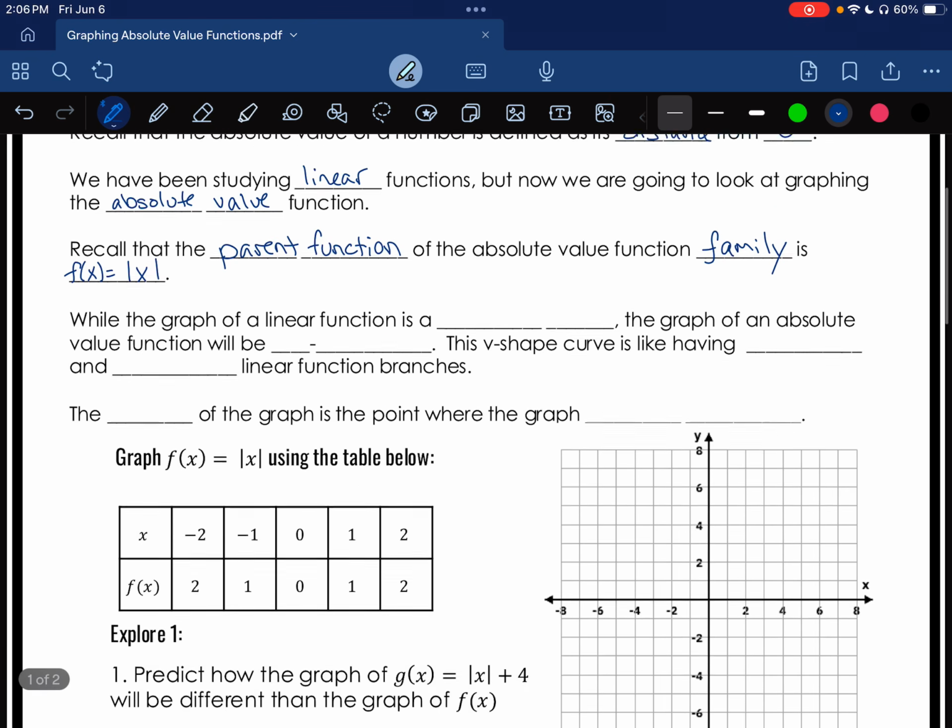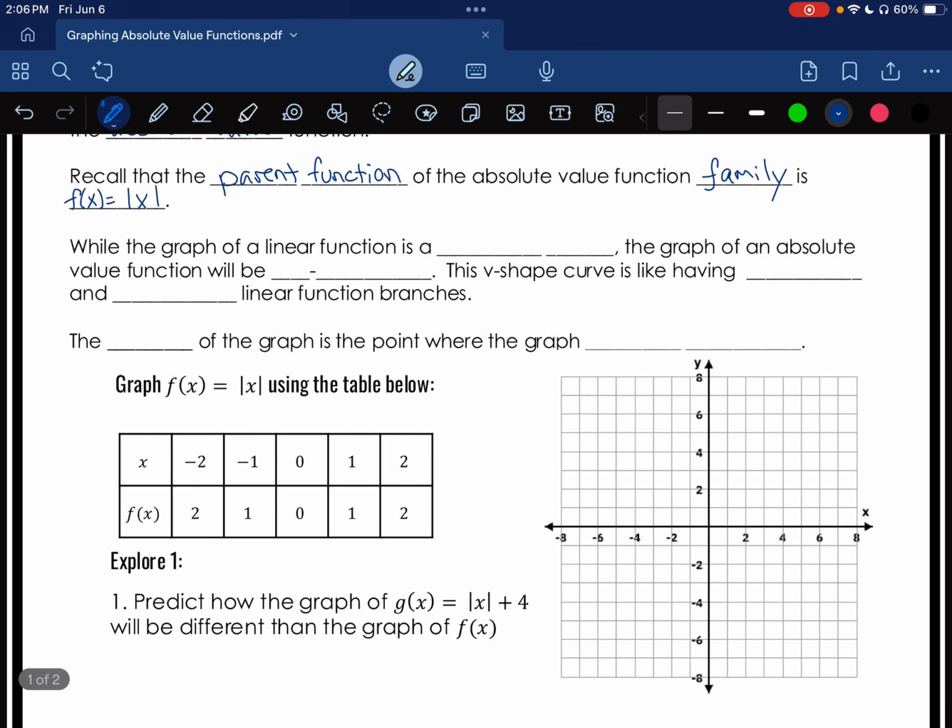While the graph of a linear function is a straight line, and we've spent a lot of time solving, graphing and writing linear equations, so it should be pretty familiar, the absolute value function graph is going to be V-shaped. This V-shaped curve is like having positive and negative linear function branches. I'll show you what I mean. A V is made of a negative slope like this, and then a positive slope like this. Ta-da!